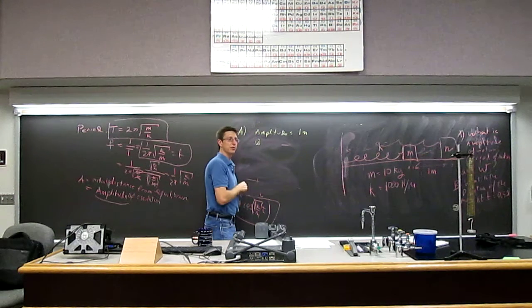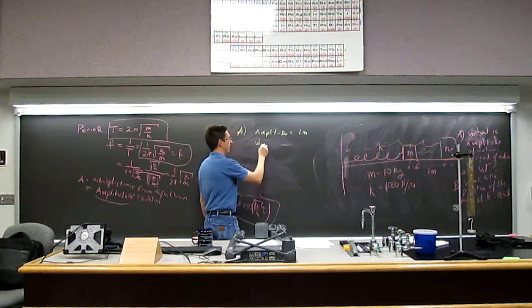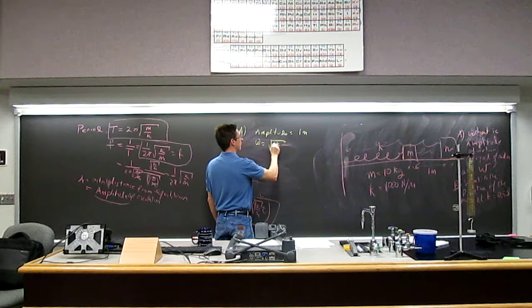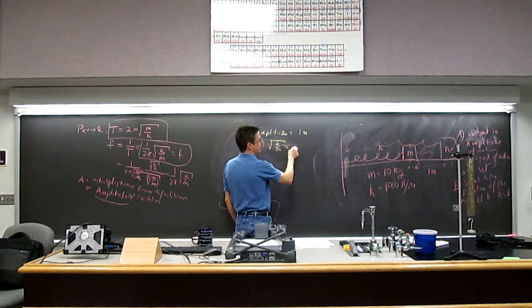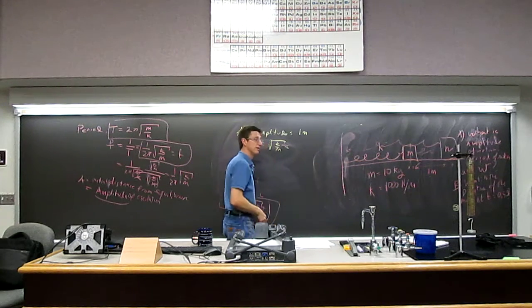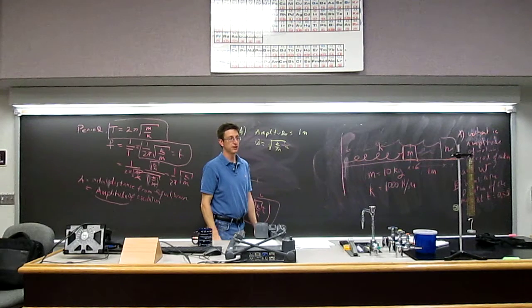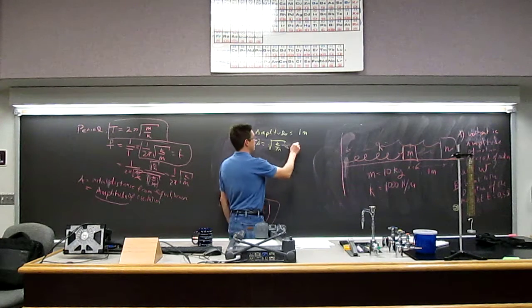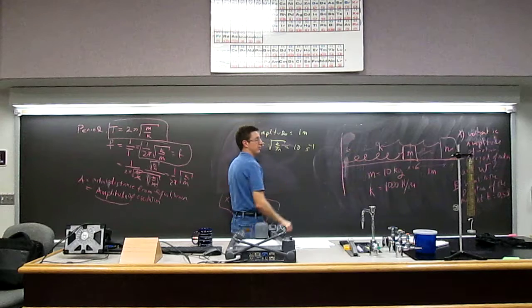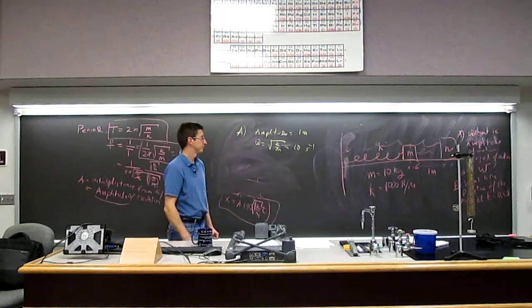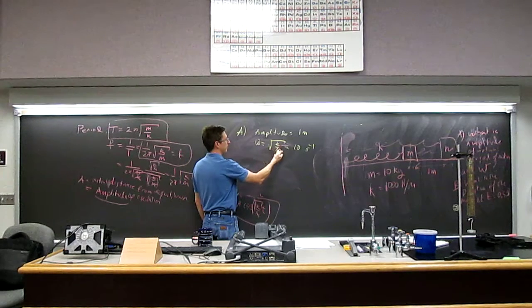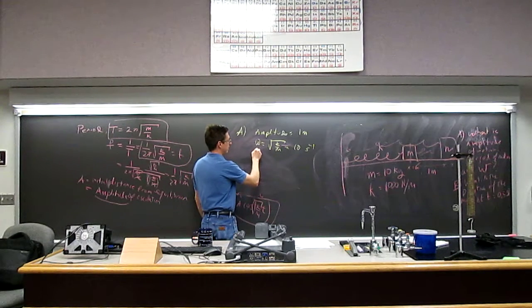Well, omega is probably the easiest one to do starting out. That's square root of k over m. So this is square root of 1,000 over 10. Everything's in SI units, so that's just 10. The units are seconds to the minus 1. Okay? So square root of 100, which is 10.